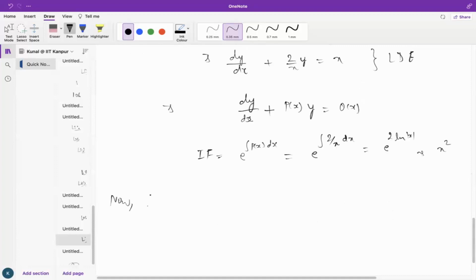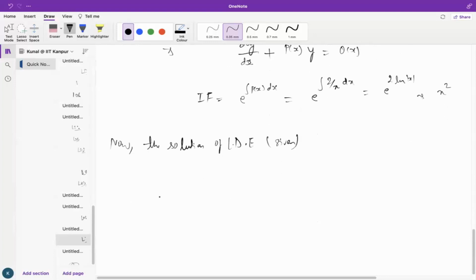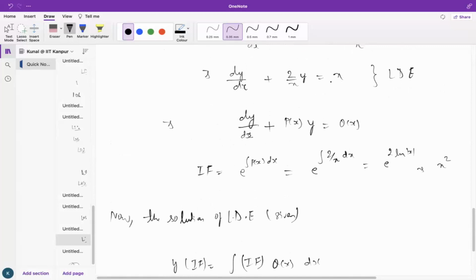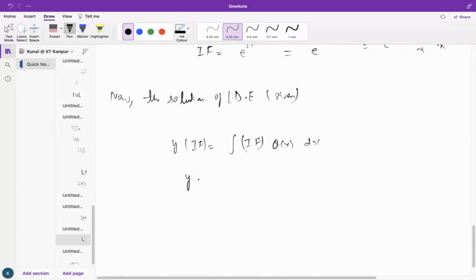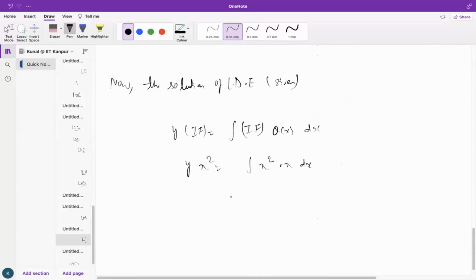Now the solution of the differential equation, which is actually the linear differential equation, is y into integrating factor is equal to the integral of integrating factor into Q(x) with respect to dx. So what is the integrating factor? x square. And what is our Q(x)? Q(x) is x. So x square into x dx. What will we get here? We will get x square y is equal to x to the power 4 by 4 plus some constant.